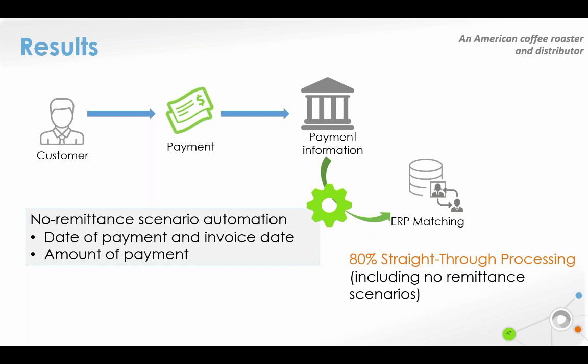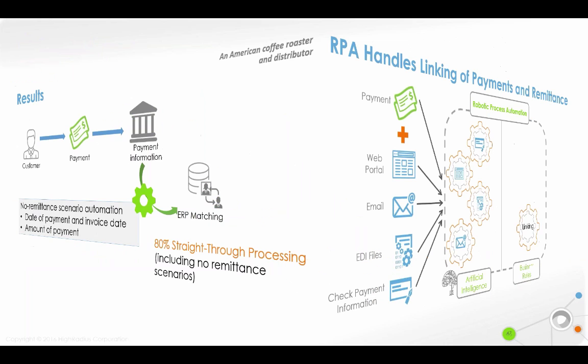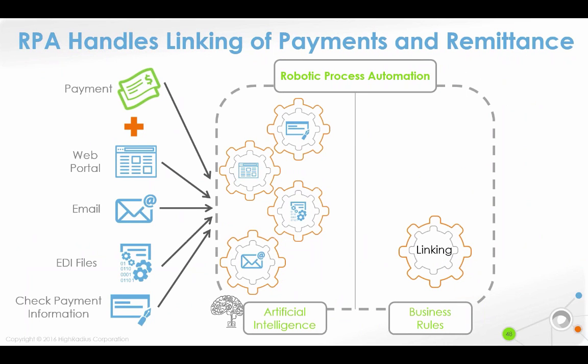And on the majority of these no remittance scenarios, they were able to get 80% straight through. So what had been a completely manual process before, now 80% of that 20% was able to be processed. No remittance, but it was able to go straight through and close those invoices. So robotic process automation handles that linking of payments and remittance. It's able to achieve much greater rates of straight-through processing for teams. So it frees up all that tedious manual effort that's required to do some of these processes.